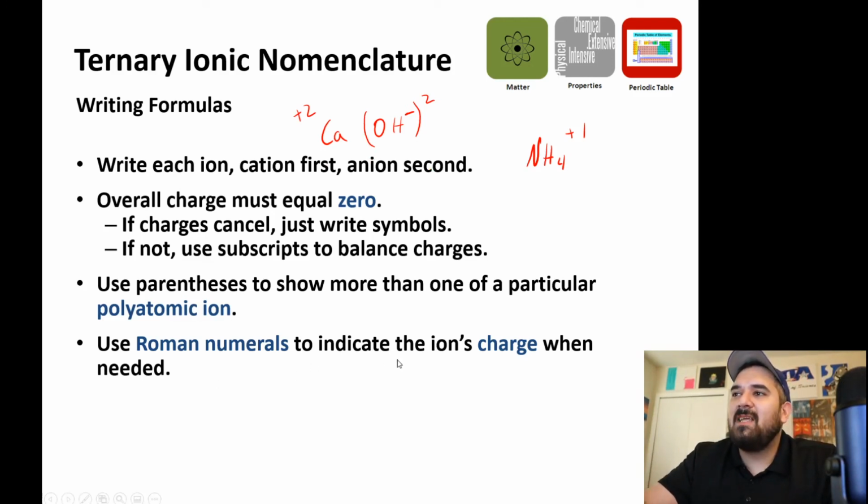Use Roman numerals to indicate the ions when it's needed. So if you have a transition metal, be sure to include the parentheses. So if we had an iron here, Fe, and we were to write it out, it would be iron 2 hydroxide.